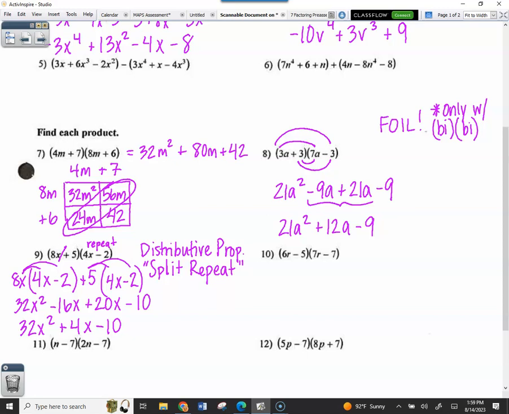I'll show you the distributive property again, the beat repeat, split repeat, whatever. So here we go. Multiply that times that. If you need to separate, draw the line to visualize. So I'm going to write 6r minus 5 in the first, and then in the second I'm going to write 7r minus 7. Then you would multiply. 42.